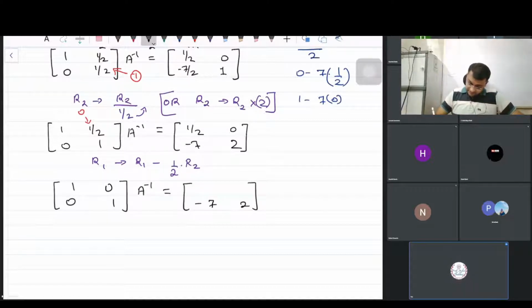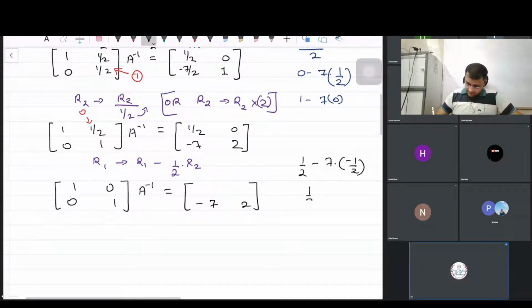Half minus 7 into minus half. So basically it is going to be equal to half plus 7 by 2, which is 8 by 2, and 8 by 2 is 4. So I get this number as 4.